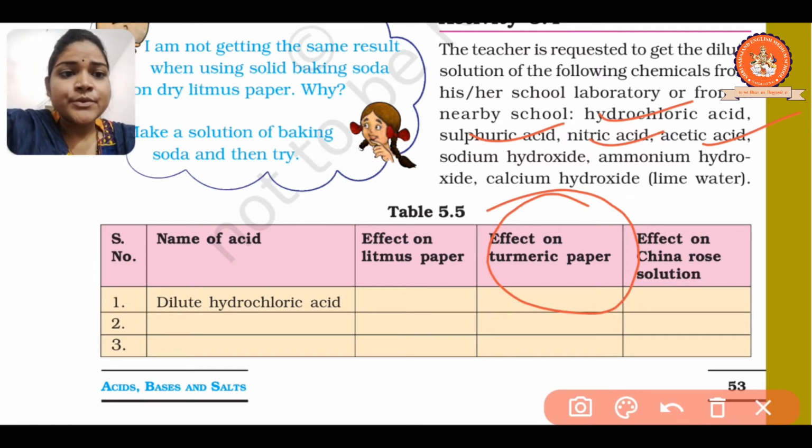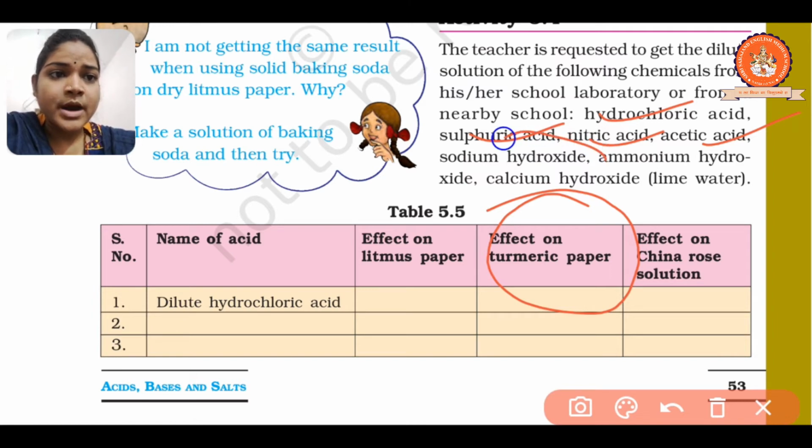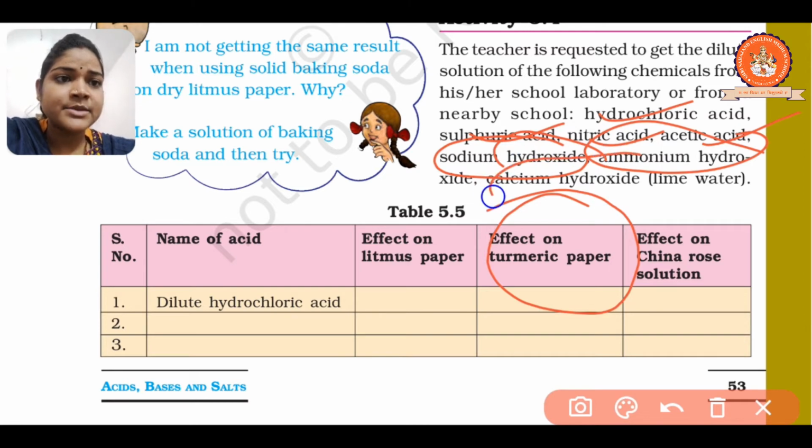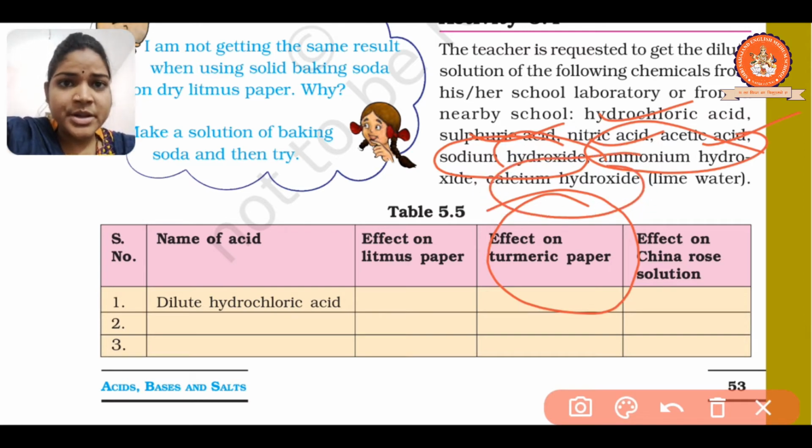So if you drop them on the turmeric paper, there is no change in color. But if you put a drop of sodium hydroxide, ammonium hydroxide and calcium hydroxide on turmeric paper, it turns red because it is a basic solution. On turmeric paper, a basic solution turns red, and with an acidic solution there is no change in color, right? So it doesn't react with turmeric paper.